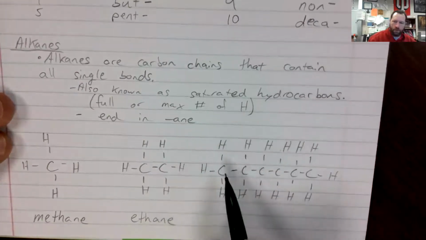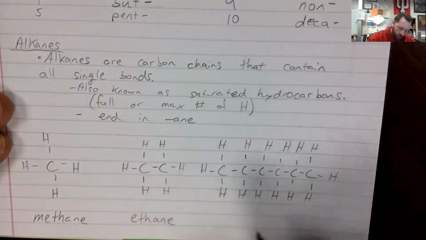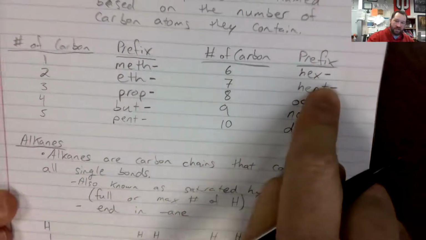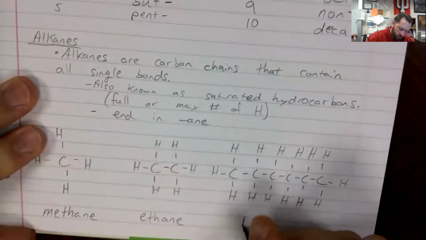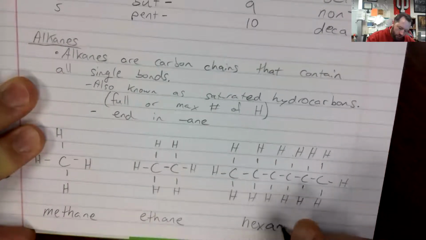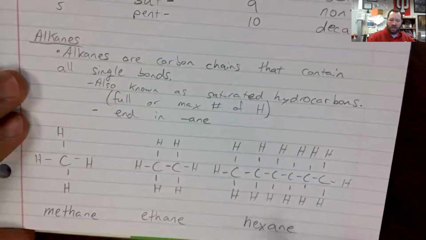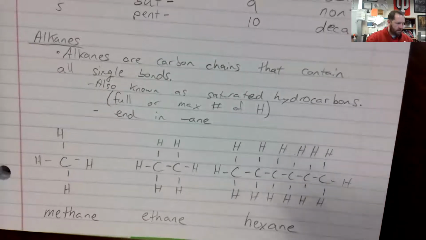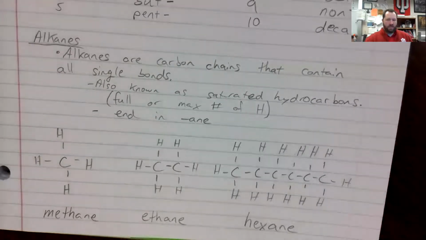And we name it. 6 carbons. Our prefix for 6 is hex. All single bonds, so we put A-N-E at the end. Hexane. That's the name of that one.